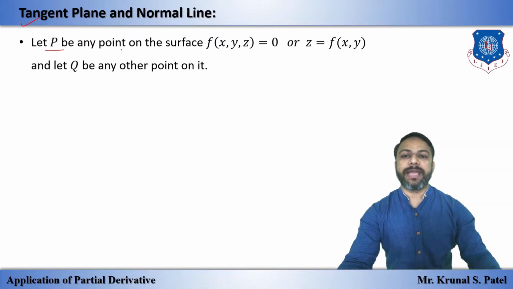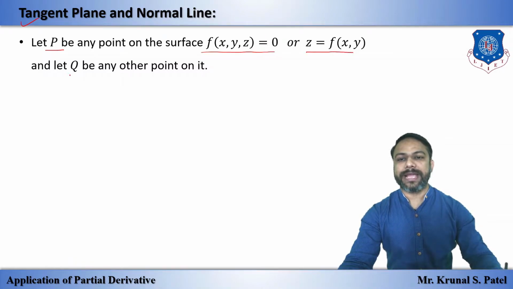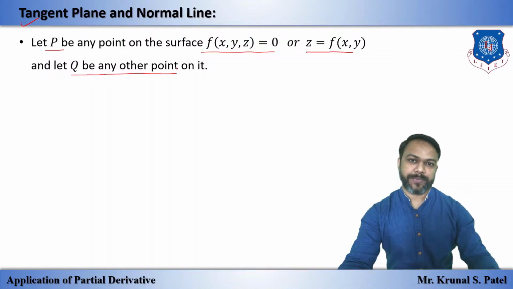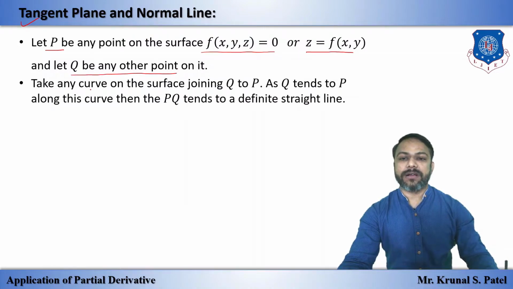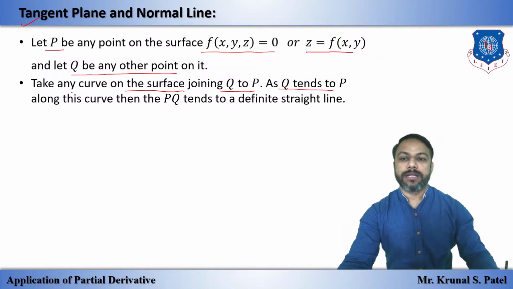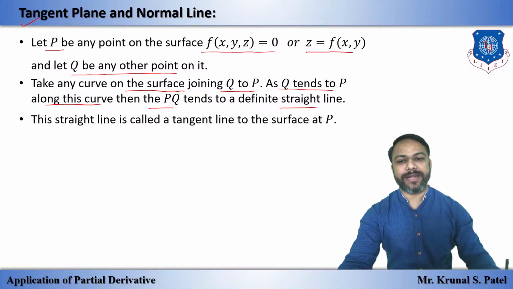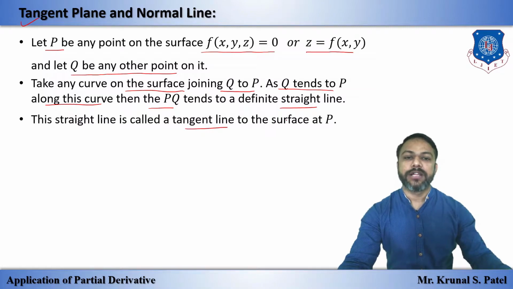Let P be any point on the surface f(x, y, z) = 0, or we can write z = f(x, y), and Q be any other point on it. Now take any curve on the surface joining Q to P. As Q tends to P along this curve, then PQ tends to define a straight line, and that straight line is called the tangent line to the surface at point P.